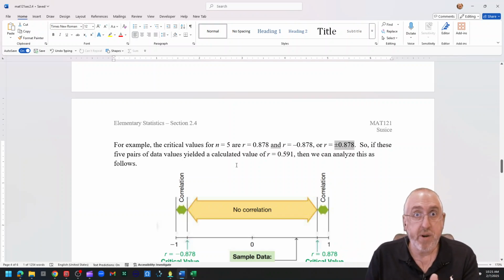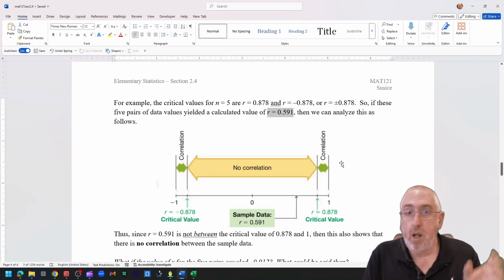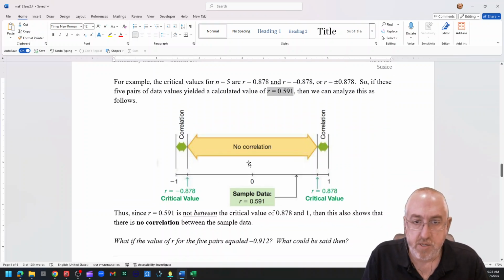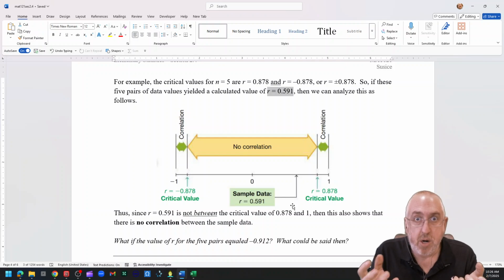Now, what does this all mean? Remember, each data set is going to have its own unique R value that's pre-calculated. For these 5 values, let's suppose that R was equal to 0.591. Let's put it all together now. Looking at this diagram, we can see we have R at -1 here, +1 on the right side, and then the critical values identified in here, and then the R in question, 0.591, which we can see is in the middle. Because it's in the middle, that means there's no correlation in this case. Essentially, you're looking at 3 buckets determined by those critical values.